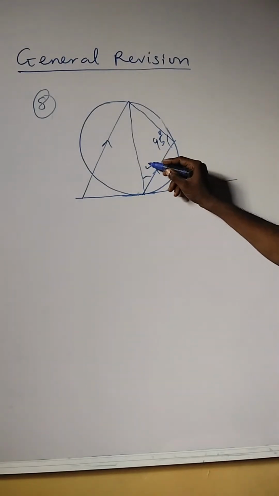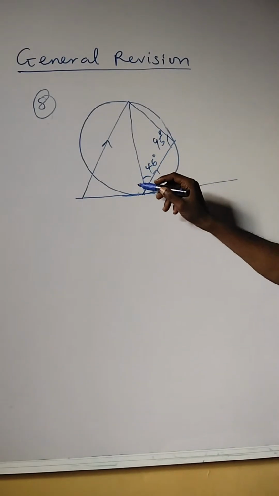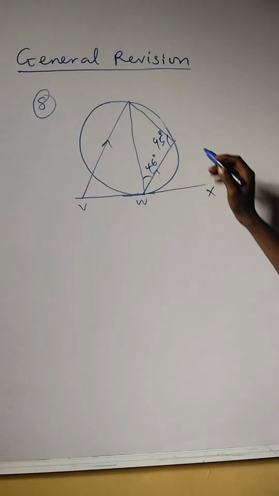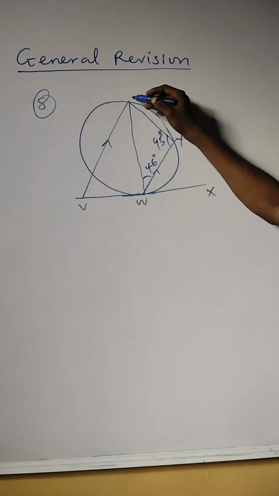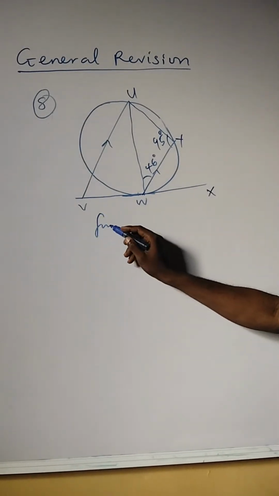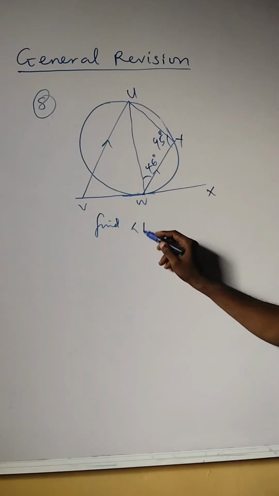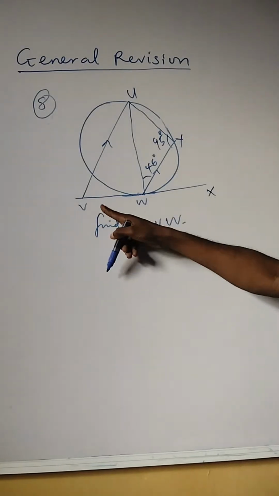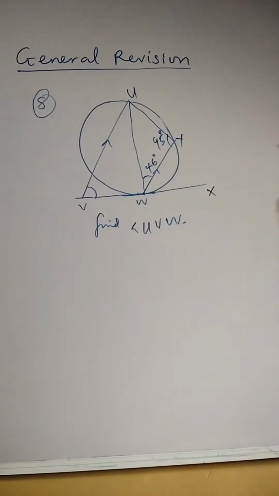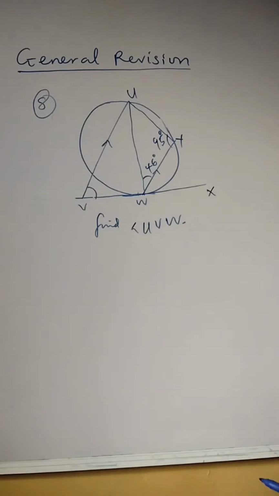This angle is 46 degrees. This is labeled as V, W, X, Y, U. These are the information given in the diagram. And you are asked to find angle UVW. This angle is what I need to find. Now there's something that we need to see.